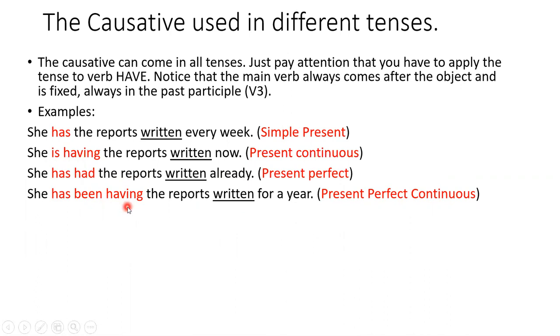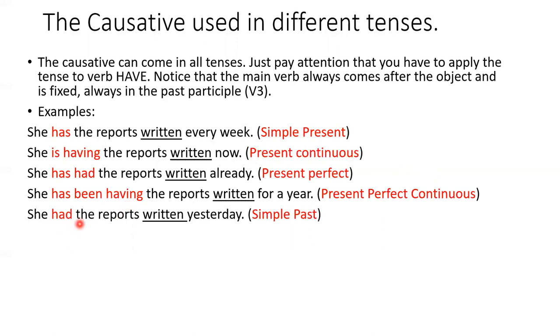Of course, this is a very awkward sentence. We don't use the present perfect continuous with the causative very often. But again, it is possible, it is applicable. I just want to show you that all tenses can be used with the causative.